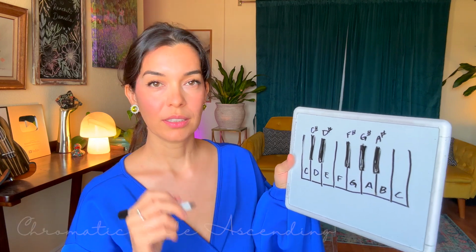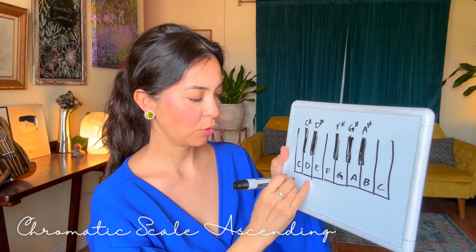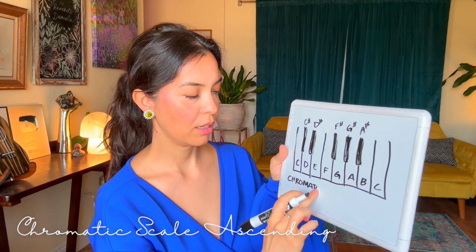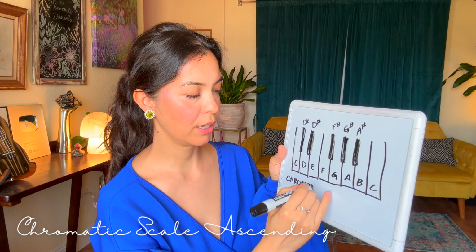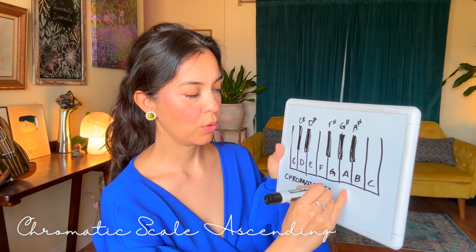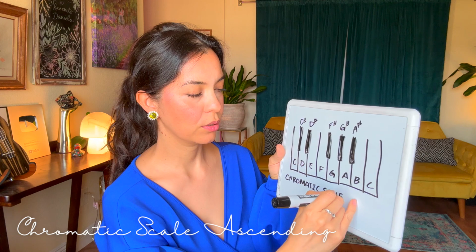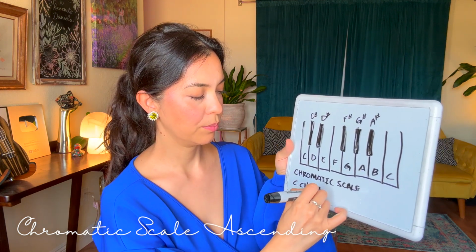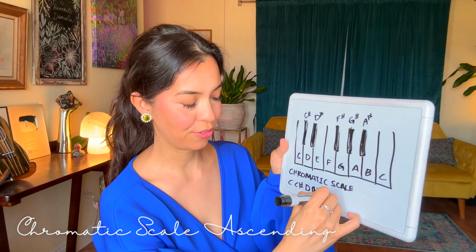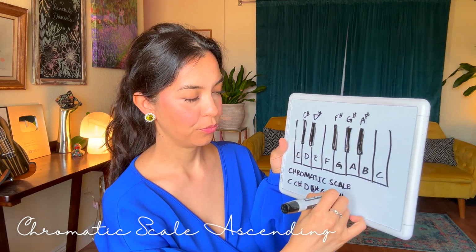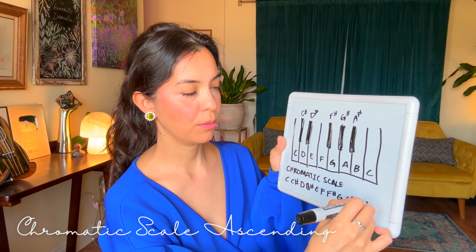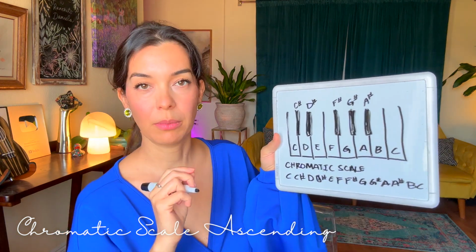Now we can call this, and this is a new vocabulary word for us, the chromatic scale. Chromatic. I almost missed the letter there. Chromatic scale. And go ahead and write it out in your notes. It goes C, C sharp, D, D sharp, E, F, F sharp, G, G sharp, A, A sharp, B, and C. This is the chromatic scale.